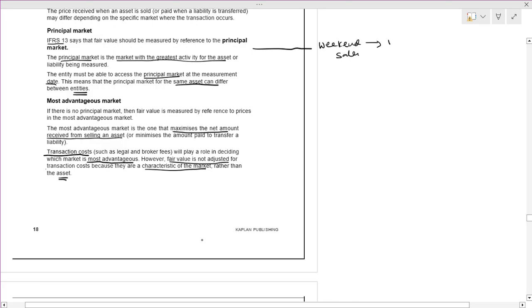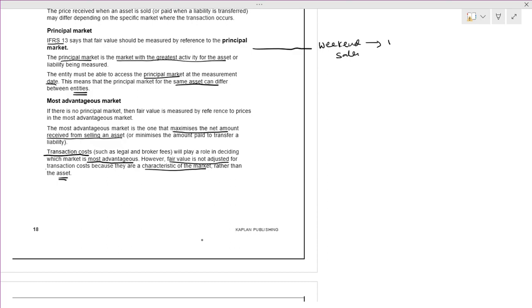We have not covered one point. Definitely we cannot go further away. What is the transaction cost? It will play a role in deciding which market is most advantageous. However, fair value is not adjusted. See, what is the transaction cost? Say you want to sell an asset.